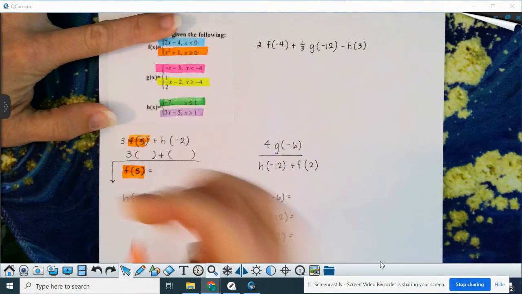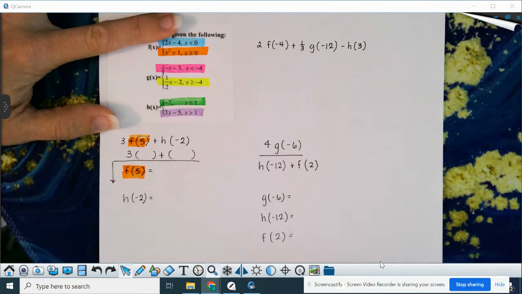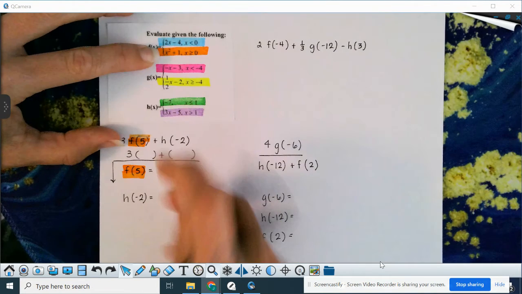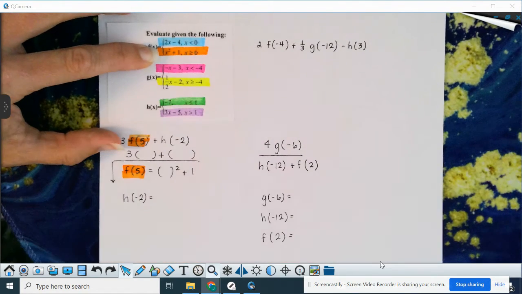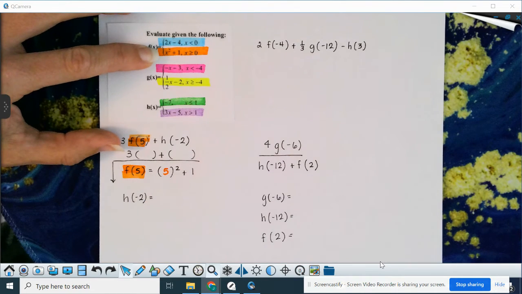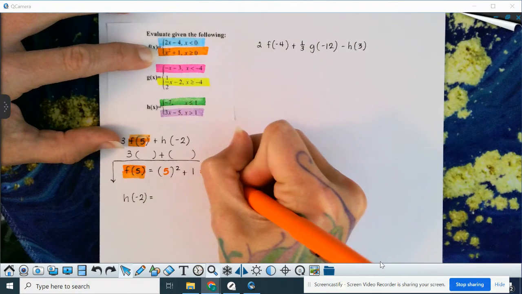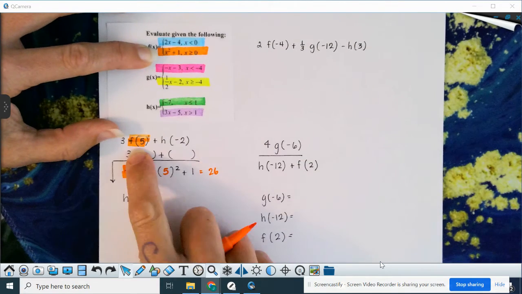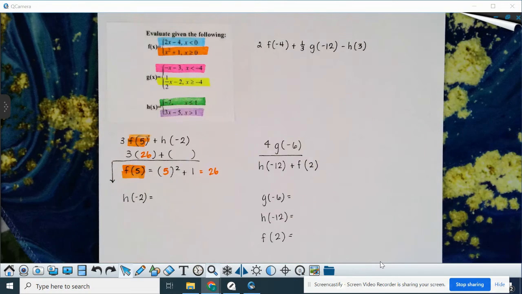And I'm just rewriting it below it to show you that it is the same work that you've been doing. So f of 5 means I'm going to take that function that falls in our orange. So that's x squared plus 1. And our x value is 5. So 5 squared plus 1 is going to give me 25 plus 1, which is 26. So 26 is going to go in the place of f of 5. 26. And that's a throwback to your function notation.